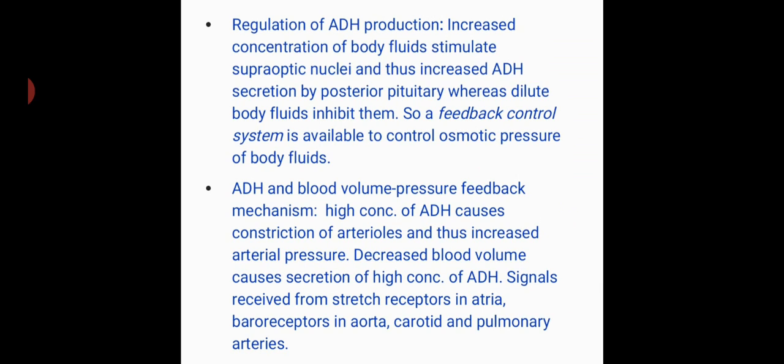Regulation of ADH secretion. When osmolarity of blood increases, ADH neurons in the hypothalamus transmit impulses to the posterior pituitary to release ADH into circulating blood immediately. And if osmolarity reduces, impulses are stopped and therefore secretion of ADH also stops. So a feedback control system is there to regulate the secretion of ADH.